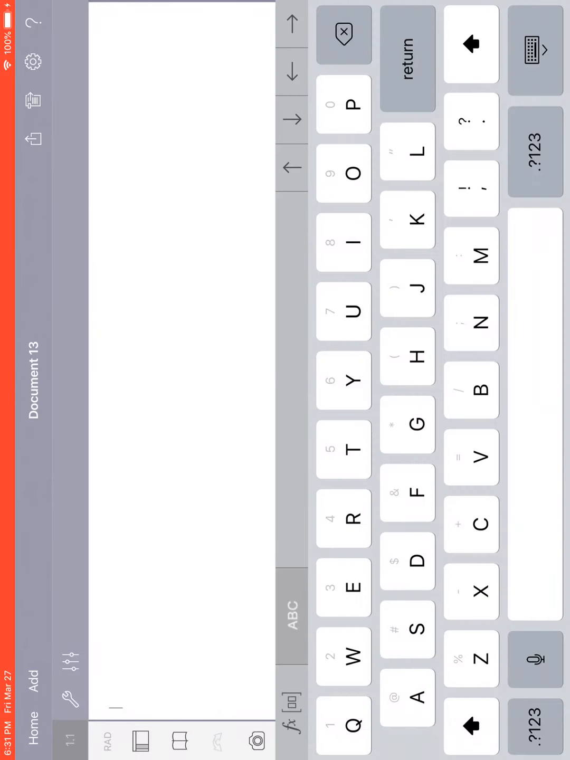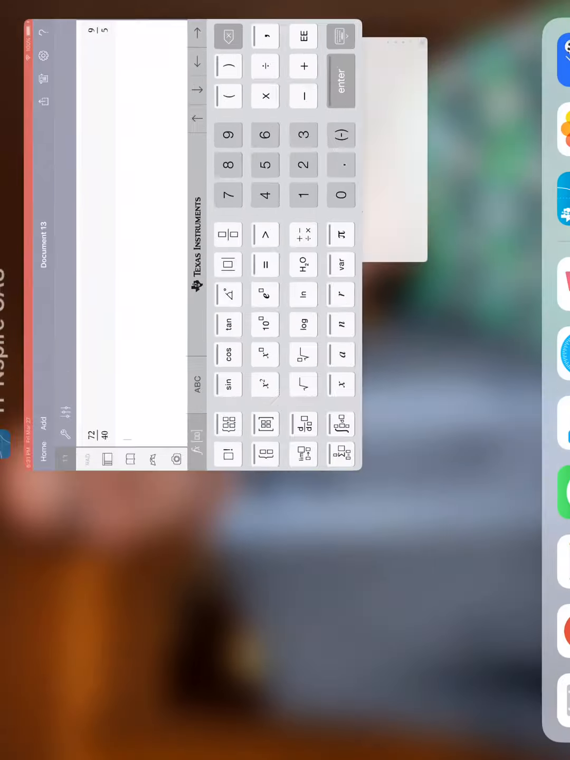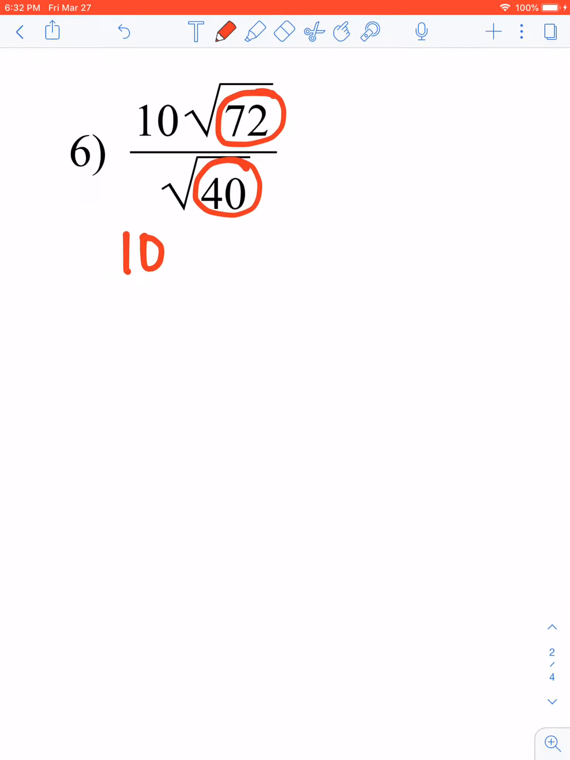All right, so I want to reduce 72 over 40. So I want to take 72 divided by 40, and I get 9/5. So what happens is the numerator becomes 9 and the bottom becomes 5.